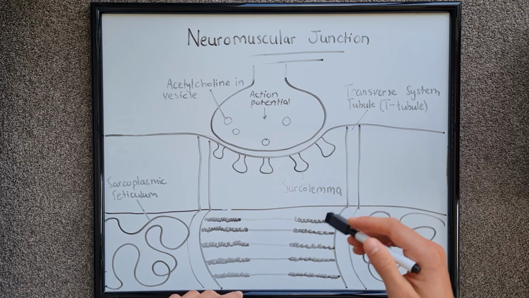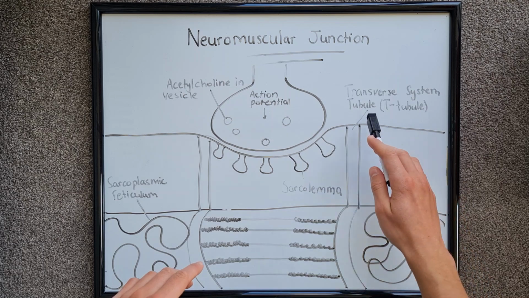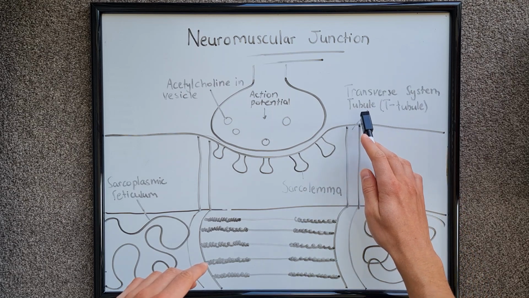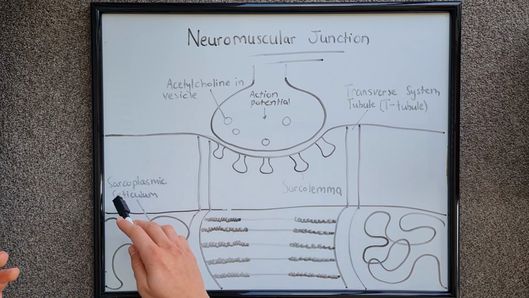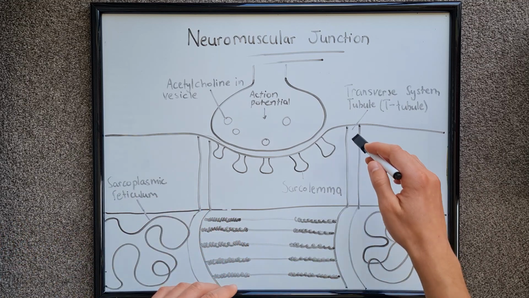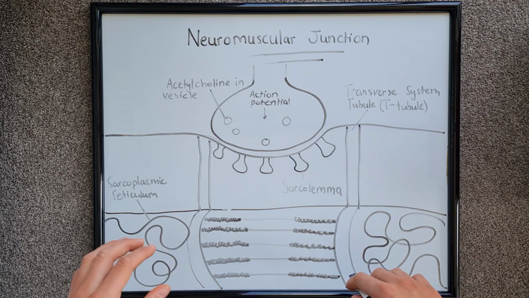Now, in the sarcolemma, there are these invaginations called transverse system tubules, and they run very deep into the muscle fiber, right, where we have the sarcoplasmic reticulum. So that is how the action potential will be able to be transmitted deep into the muscle fiber.